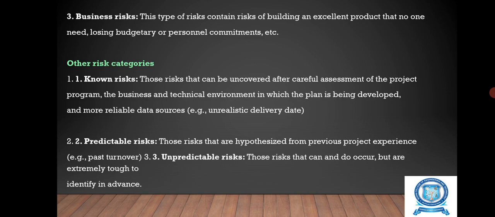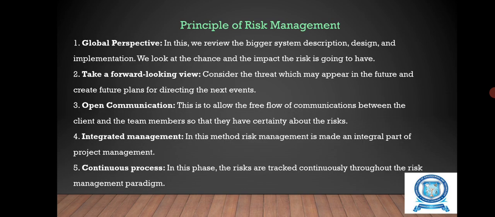Known risks are those risks which can be uncovered after careful assessment of the project program, the business, and the technical environment in which the plan is being developed, and more reliable data sources. Example, unrealistic delivery date. Predictable risks are those risks that are hypothesized from previous project experience. Example, past turnover. Unpredictable risks are those risks that can occur but are extremely tough to identify in advance.